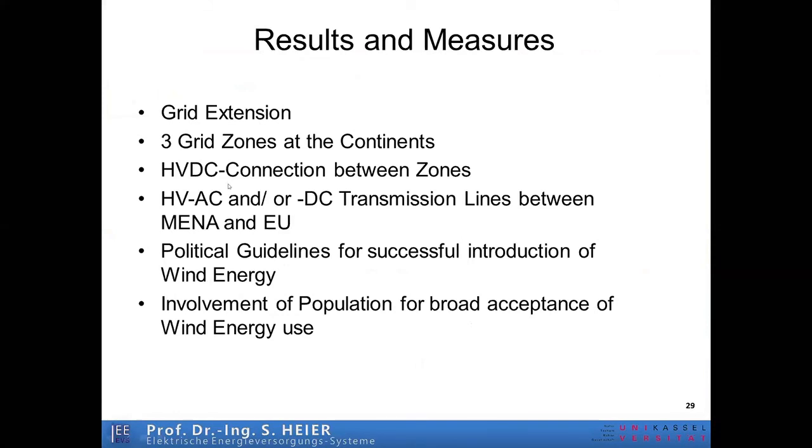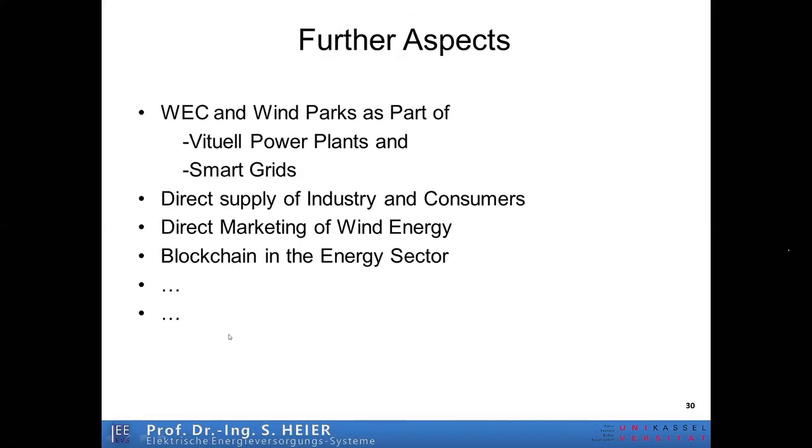Result and measures. The grid extension must be or can be necessary. We can divide into 3 zones for every country or continent. It means 3 in Europe, in Middle East and North Africa, and we can use high voltage and or DC transmission lines between MENA and the European Union. The political guidelines for successful introduction of wind energy must be given, and the involvement of the population for broad acceptance of wind energy is very, very important. We see it now in Germany.